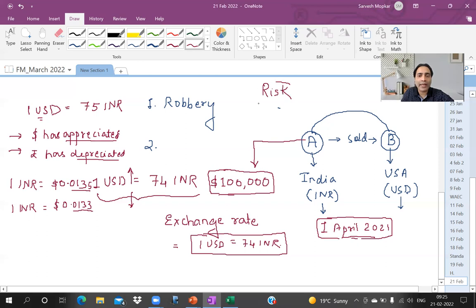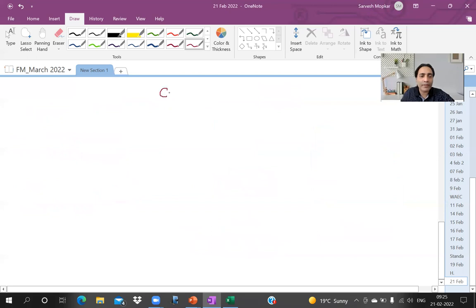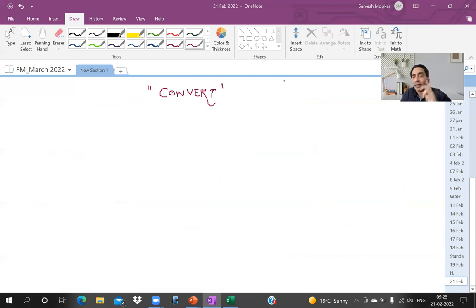Then there is no risk to A, because what is A going to do? Can A use these dollars in India? He has received $100,000 from B, but can he use it in India? If I give you dollars, will you be able to even buy anything from the shop? No. You need home currency. You need Indian rupees. If you want to use money in India, you need Indian rupees. So what should A do once he receives $100,000? He should go and the technical word that we use is convert. He's supposed to convert those $100,000 into his home currency.